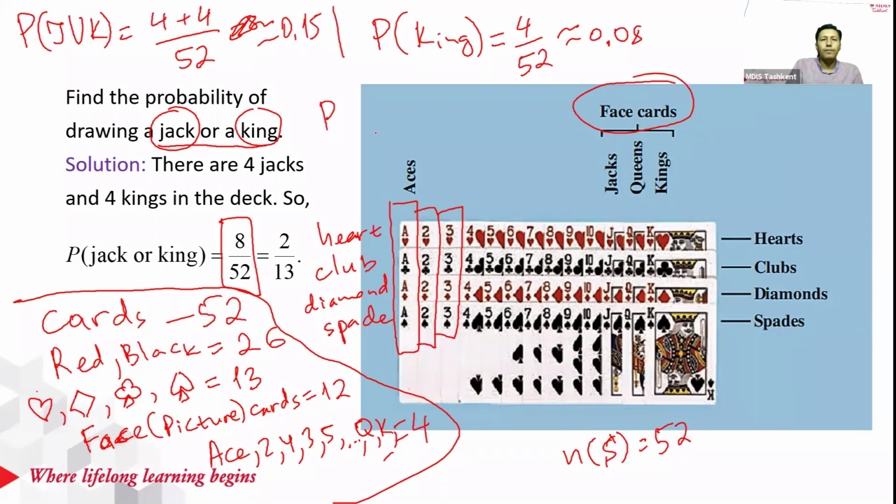Probability of getting, let's say, black cards. How many blacks? 26 out of 52, so it's equal to 0.5. Probability of choosing a heart. How many hearts? 13 out of 52, or 0.25.